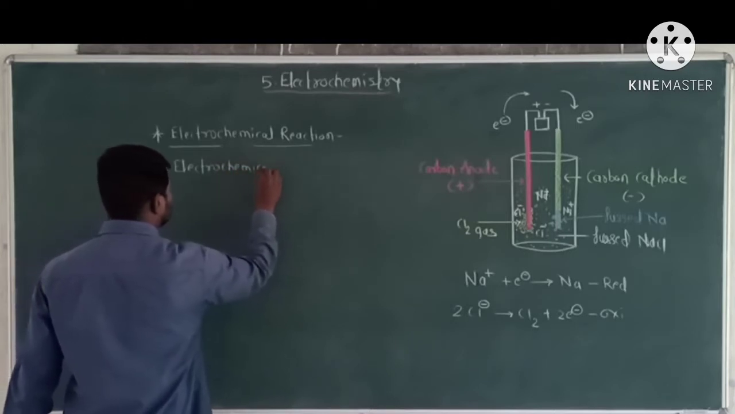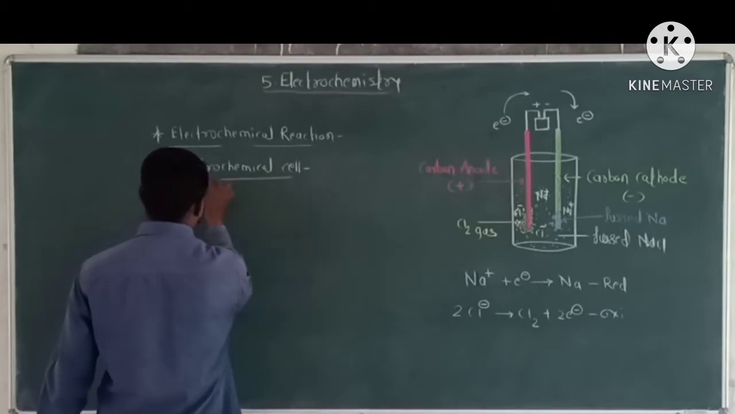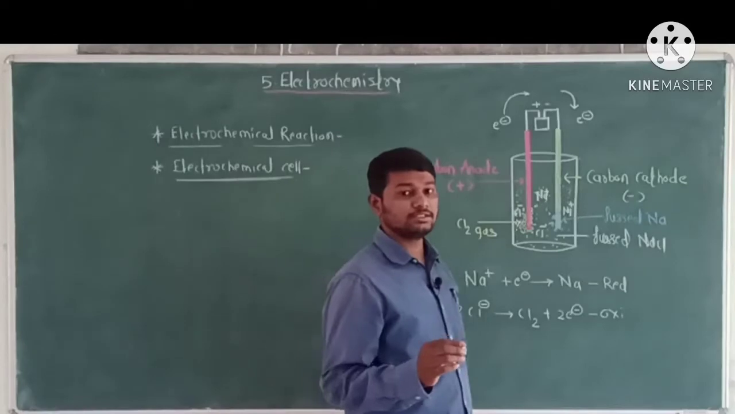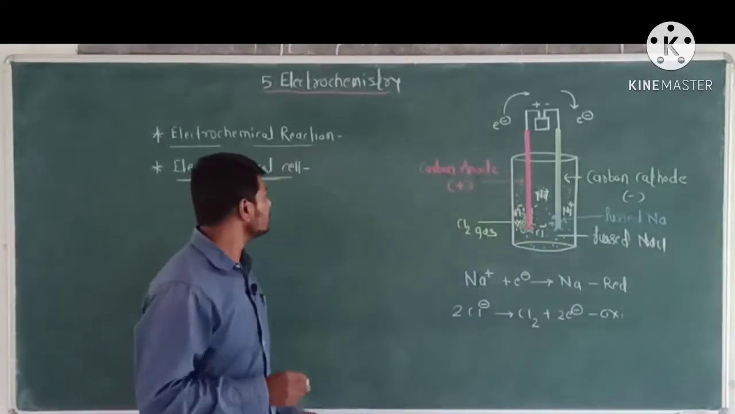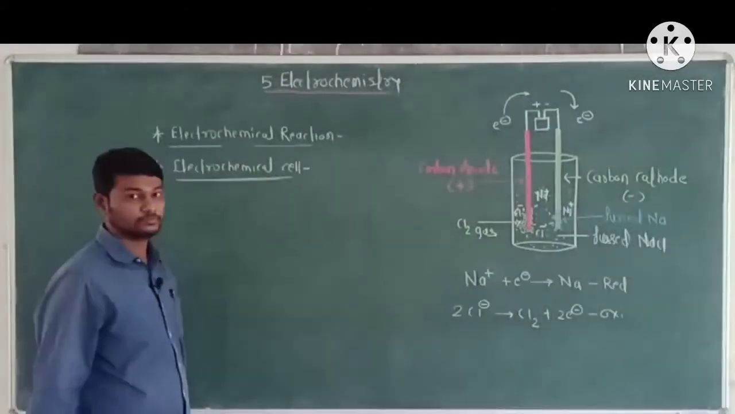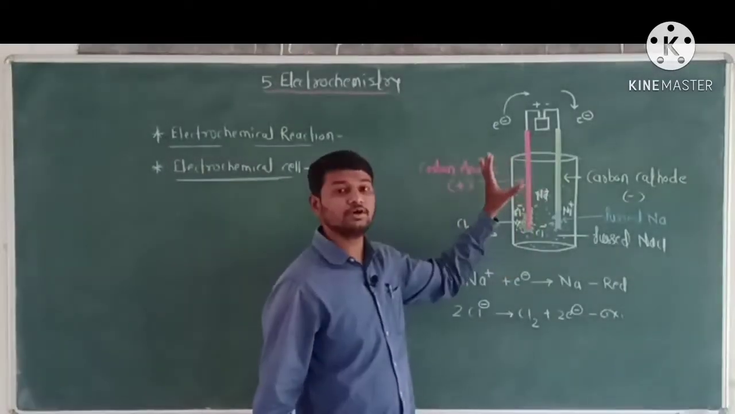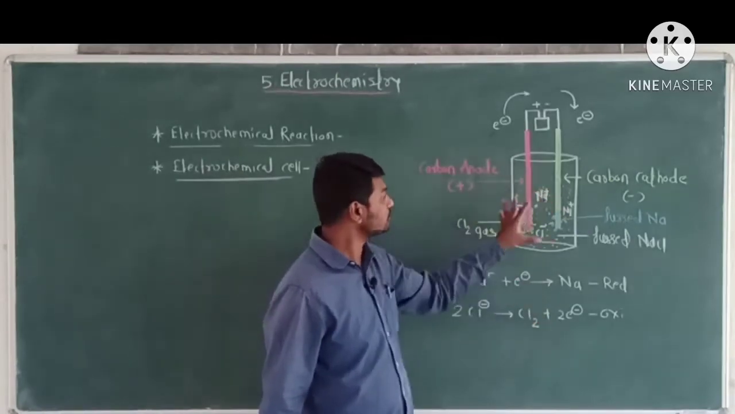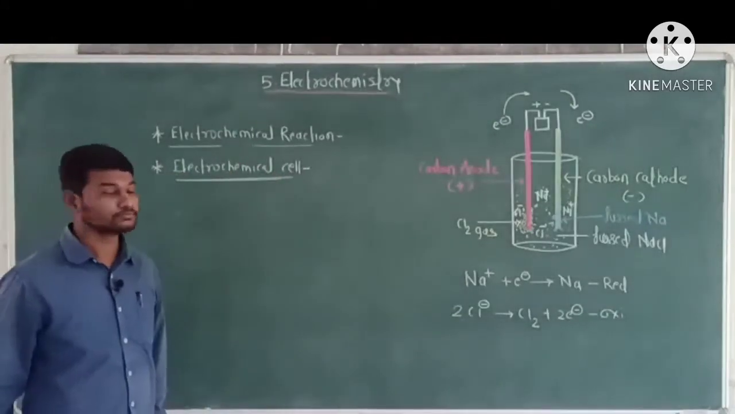Electrochemical cell. The device that is used to study a chemical reaction electrically, such a cell or device, is called an electrochemical cell. Okay. Now this is the device or cell. This cell is used to study this chemical reaction. Therefore, such a type of device or cell is called an electrochemical cell.